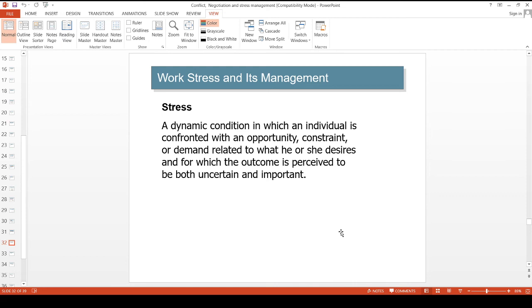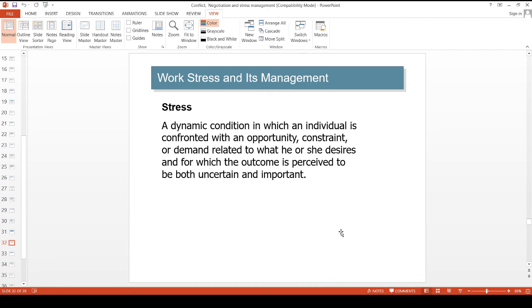So class, up till now we have discussed conflict and negotiation management techniques. Now let's briefly discuss stress. As we discussed, conflict may not always be disadvantageous to the organization. It may also be very helpful for the organization. The same is true for stress. We usually take stress in always negative terms, but that is not true. Stress up to a particular level may be there in order to have better performance within the organization.